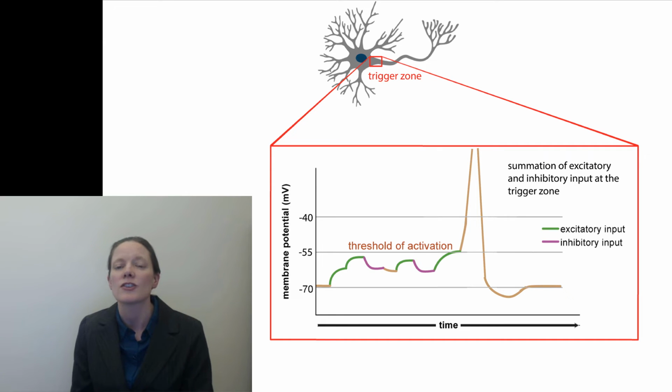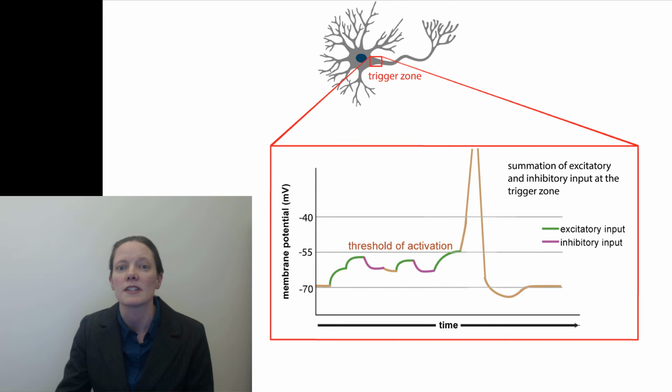For example, imagine a neuron with a resting potential of -70 millivolts and a threshold of -55 millivolts. Each excitatory input changes the voltage of the membrane by +5 millivolts, and each inhibitory input changes the voltage of the postsynaptic membrane by -5 millivolts.